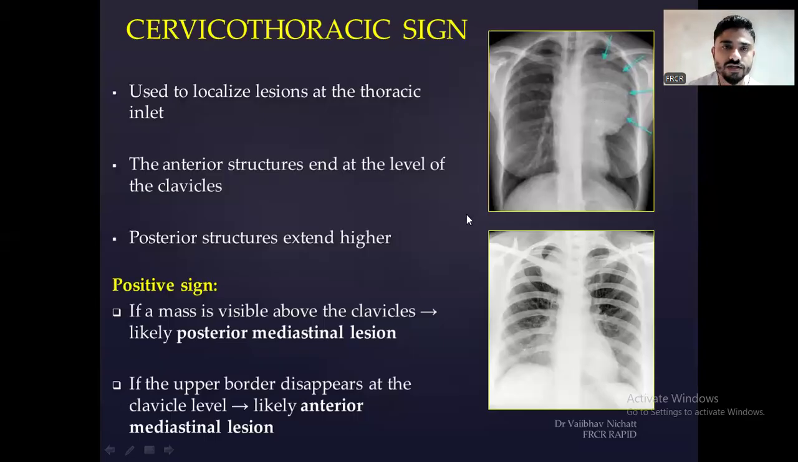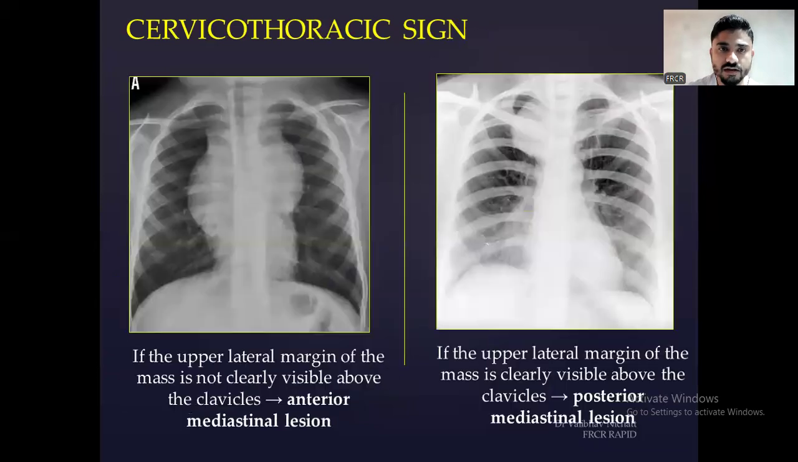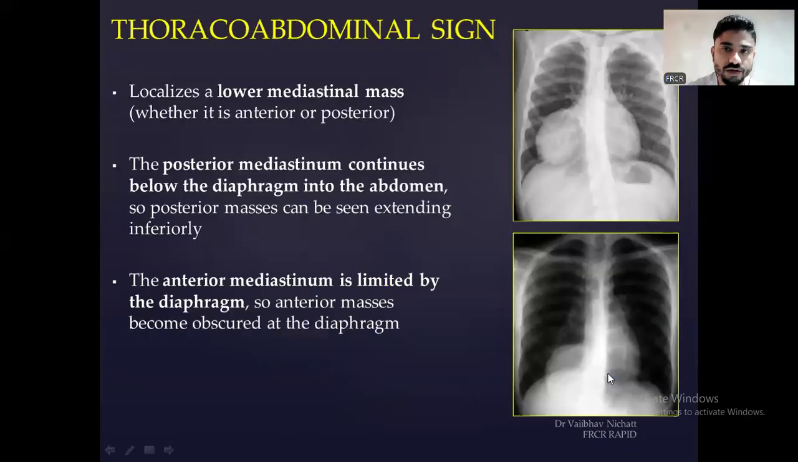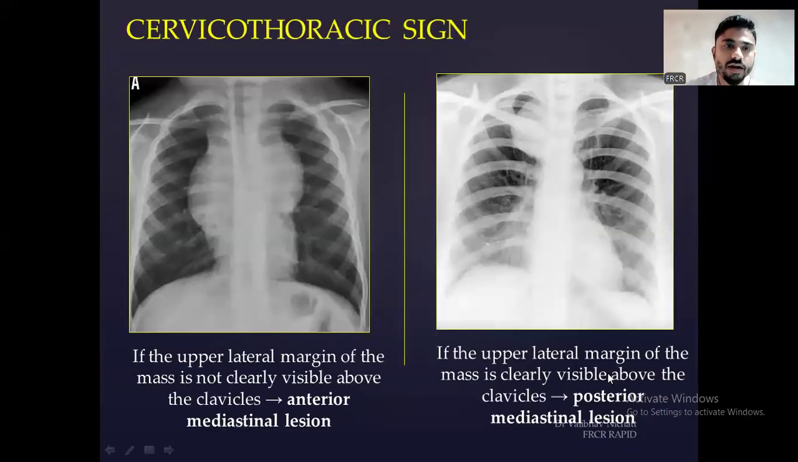Now this is one part of the cervicothoracic sign. The other part is this. You need to see the superolateral aspect of the mass. If the superolateral aspect of the mass is very well visualized, then the lesion is situated in the posterior mediastinum. And if the superolateral aspect of the mass is not very well visualized, then the lesion is situated in the anterior mediastinum. Why is it important?